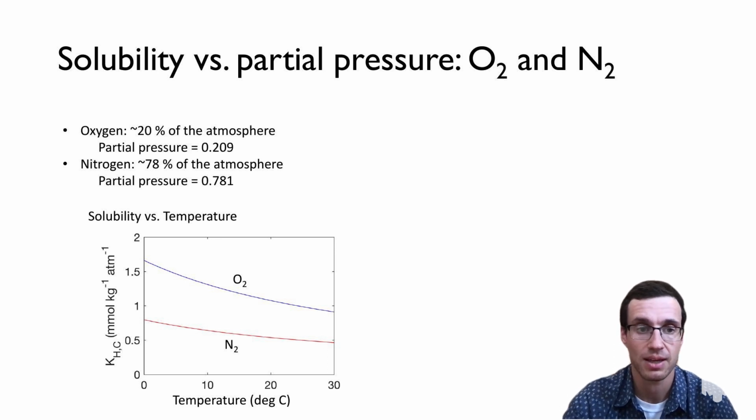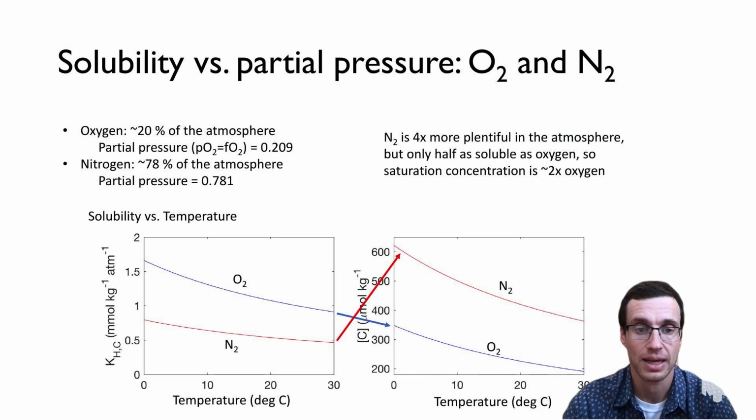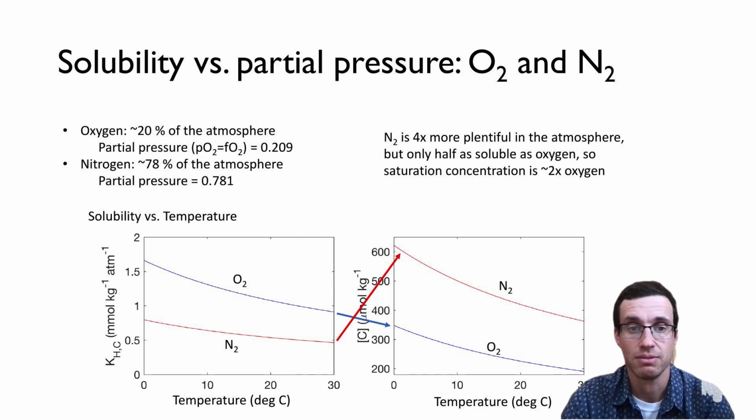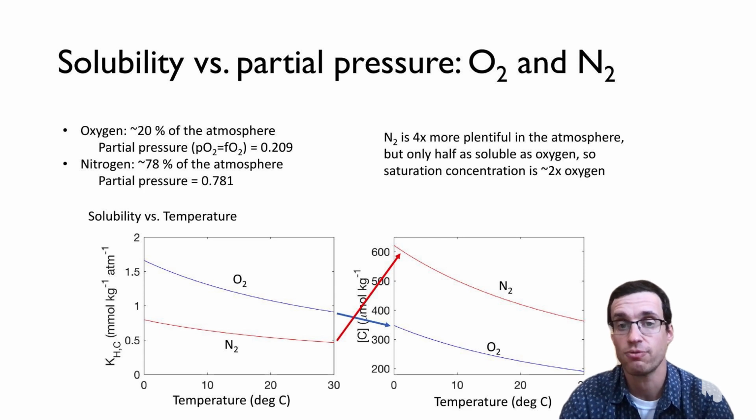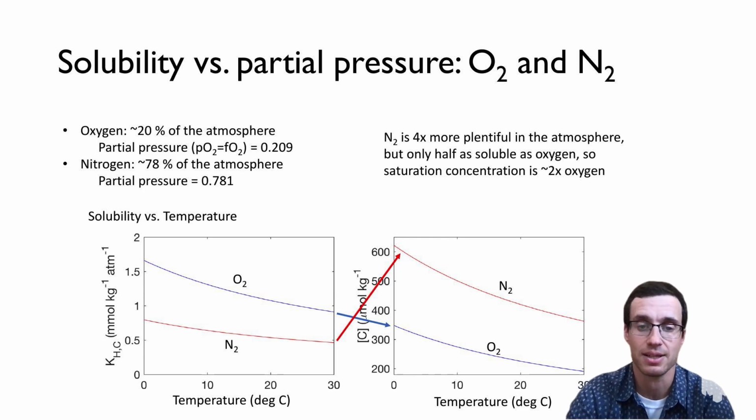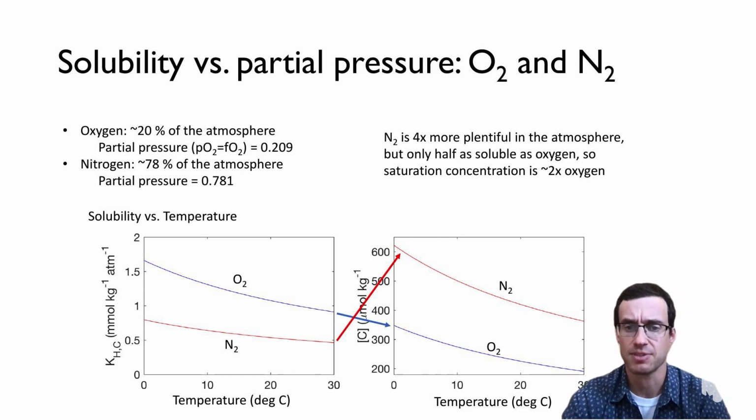And so when you take that and you look at the actual concentrations in the water, even though nitrogen is about 4 times more plentiful in the atmosphere, it's only half as soluble as oxygen. So 4 times more plentiful in the atmosphere, half as soluble, so you have only 2 times as much nitrogen in the ocean as oxygen. So that's sort of the basics of solubility.